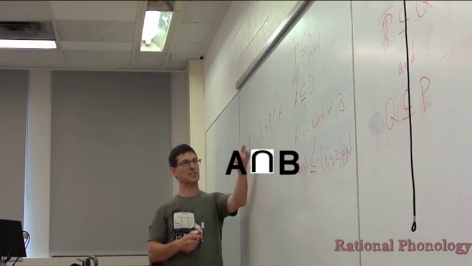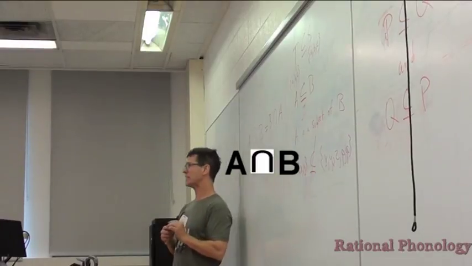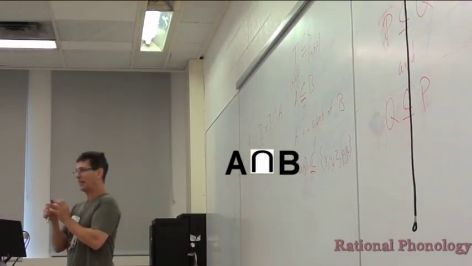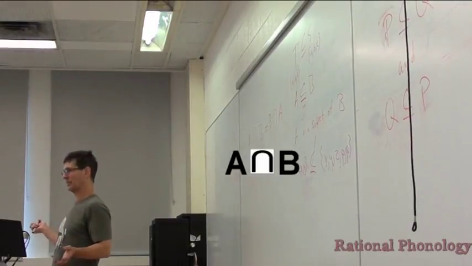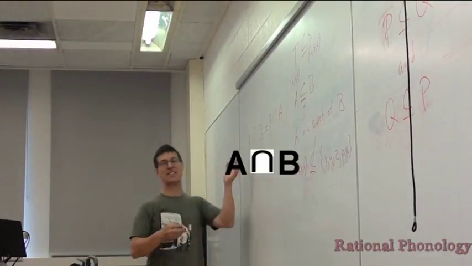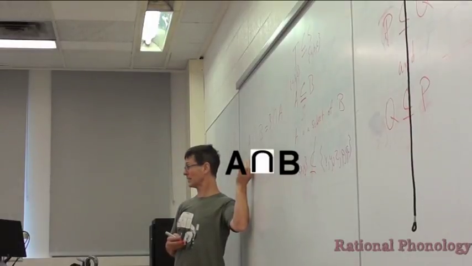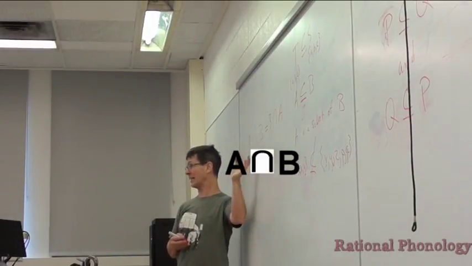The intersection of A and B is the set of all the things that are in A and are in B, and nothing else. So you've got to find the stuff that's common to the two sets. It's in A and in B.